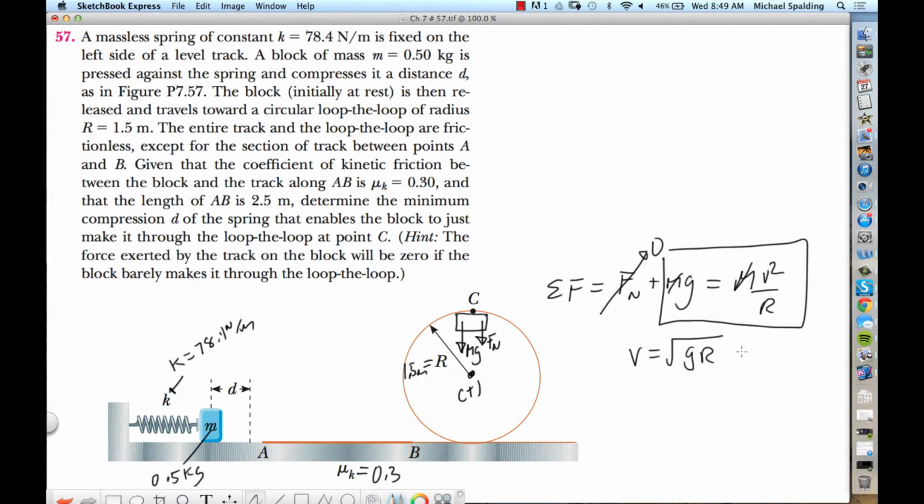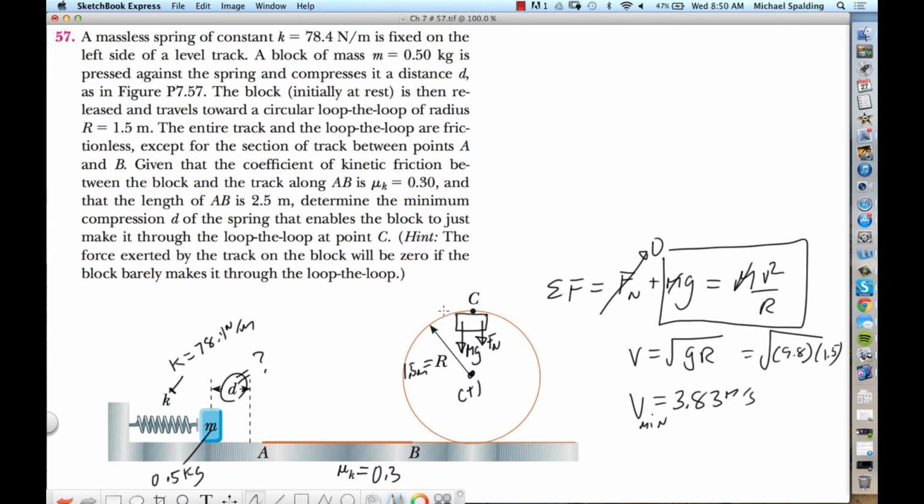So plug in the values, right? g is 9.8, r is 1.5. So we find out the minimum velocity is 3.83. That's v min. Now, we're almost done. Well, halfway done. So now, how do we find this d here? We're looking for the minimum distance the spring had to have been compressed. So now that we know the velocity at the top of the track, how do we figure this out?